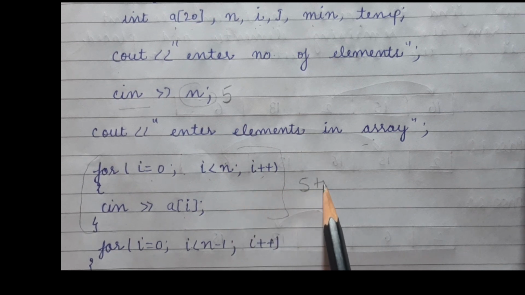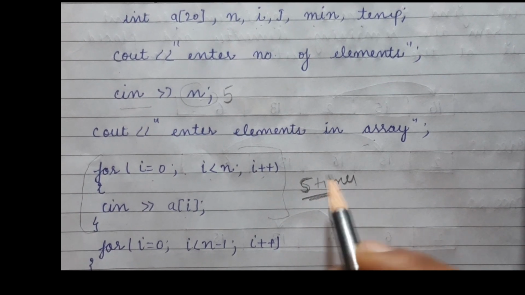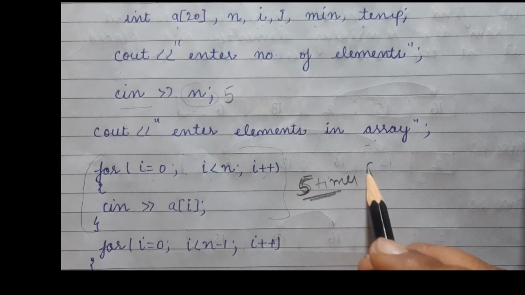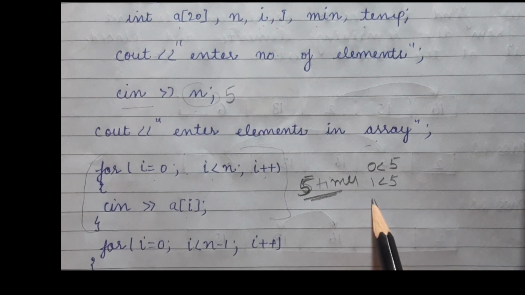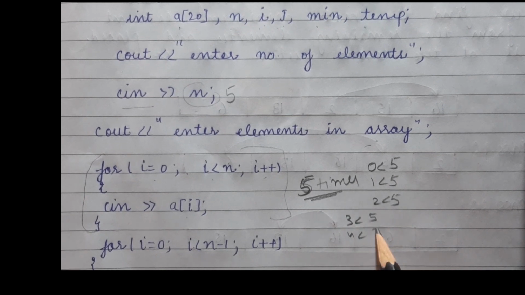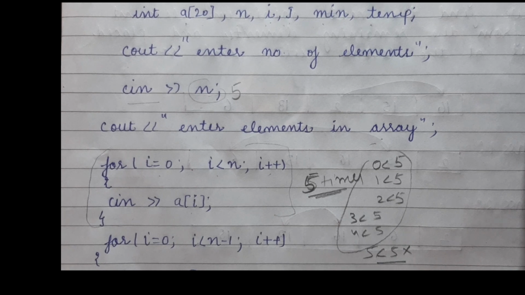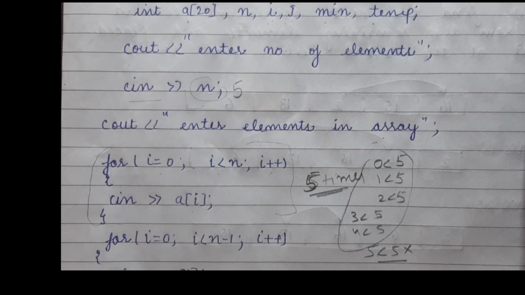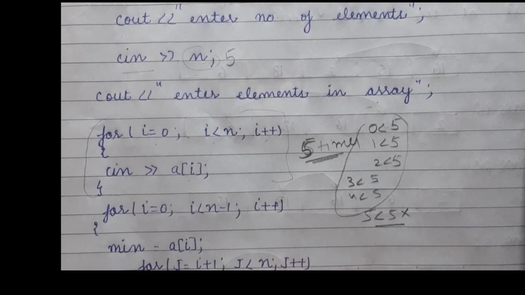This loop is executed 5 times because 0 less than 5, 1 less than 5, 2 less than 5, 3 less than 5, 4 less than 5. How many times? 0 to 4, 5 times. 5 less than 5, condition false. Okay, so this loop is executed 5 times and 5 elements are entered.